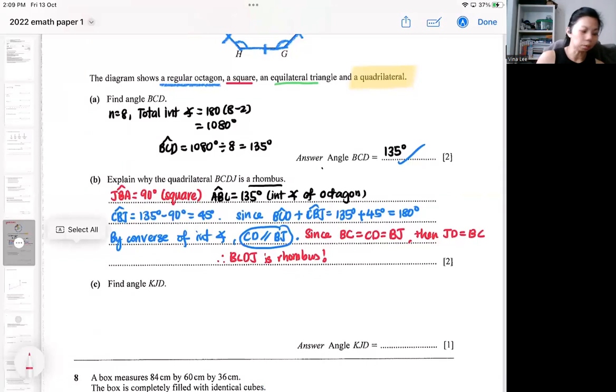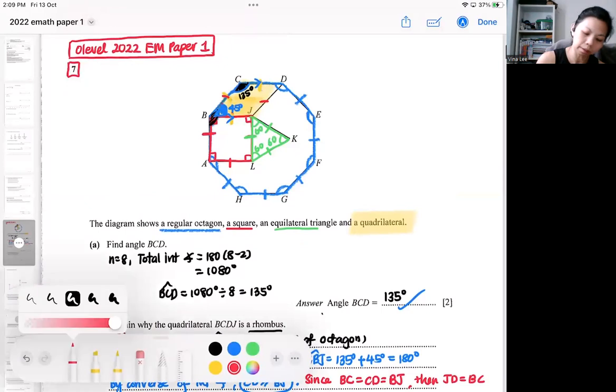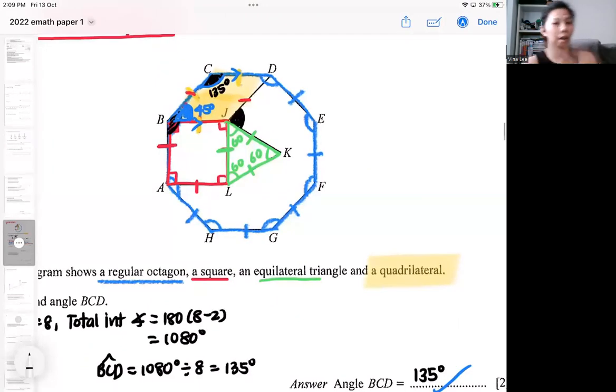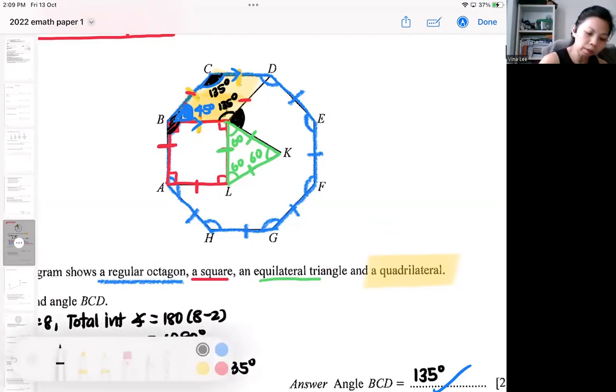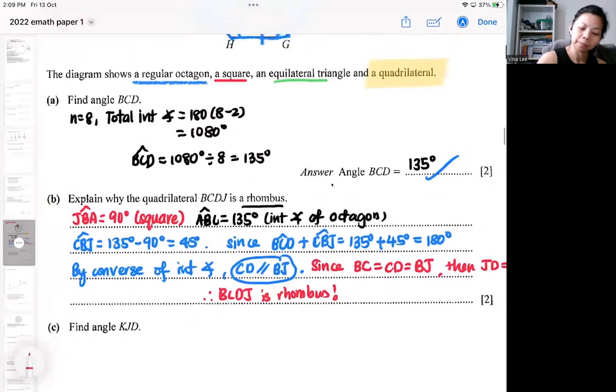And then subsequently, you should be able to find KJD. KJD is here. So in order to find this one, first of all, you already can apply the property of a rhombus. So this part is a 135. Opposite angle of rhombus. So you just need to use angles at a point and you can find this angle here for the last part.